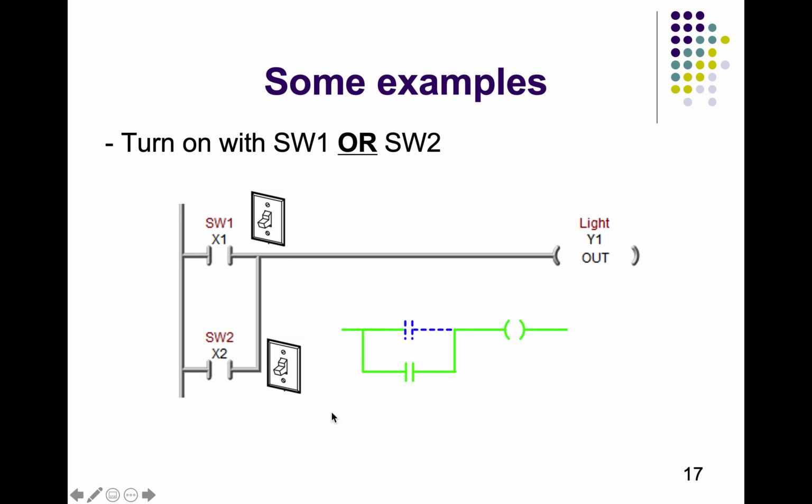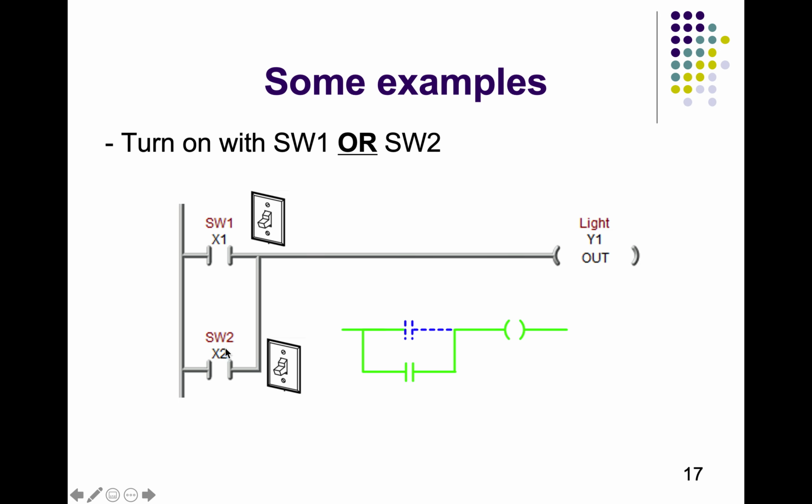Then to do an OR logic, where if any of those switches we turn on, we want to turn on the light, this is how we can do that. Whenever we turn on switch 1, power from the power source will go through this switch and reach the light and turn on the light. Or if we turn on X2, it again transfers power through X2 and it reaches the Y1.